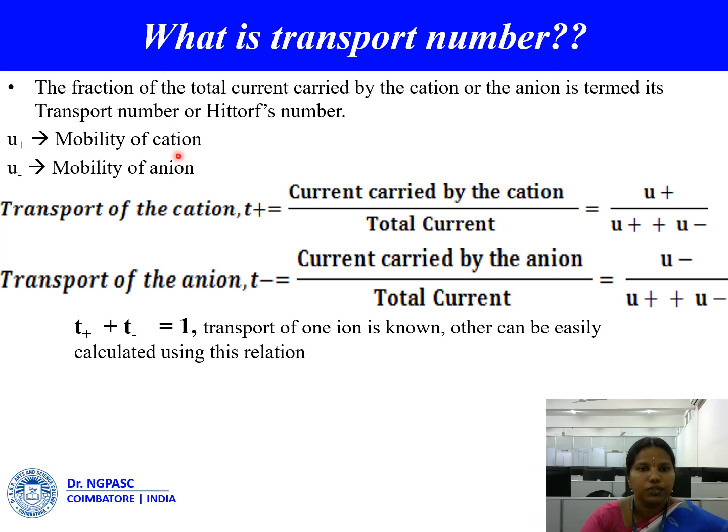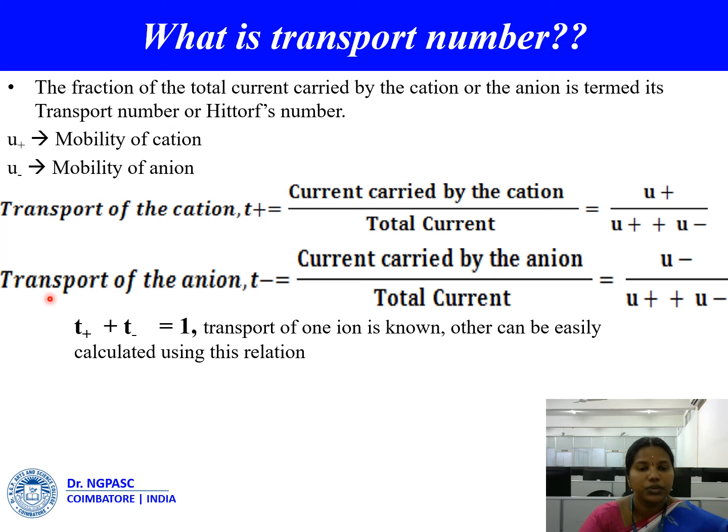Now, the mobility of the cation will be denoted by the symbol U plus and the mobility of the anion is denoted by the symbol U minus. Now we can calculate the transport number of the cation by using the formula t plus is equal to current carried by the cation divided by total current. In mathematical expression, we can give this equation as U plus divided by U plus plus U minus.